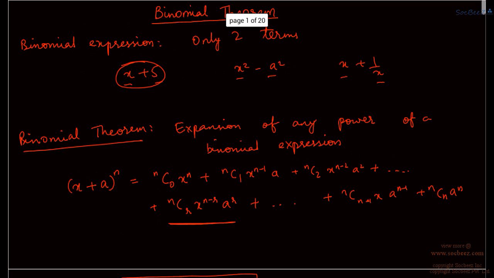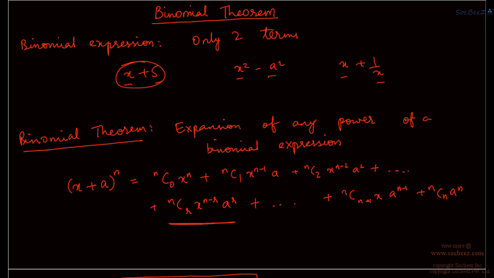Also note that there are n plus 1 terms in this expression. Right from nC0 we have nCn, there are total of n plus 1 terms, in which the power of x will gradually decrease from n to 0 and the power of a will increase from 0 to n.